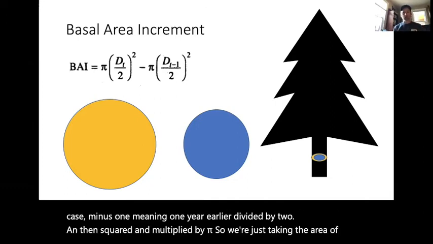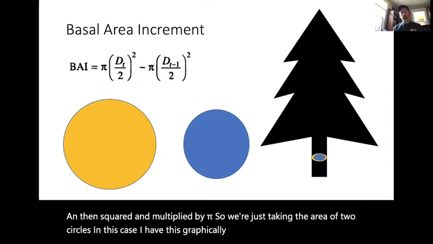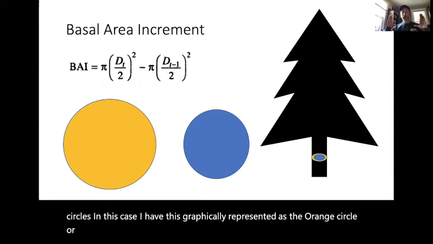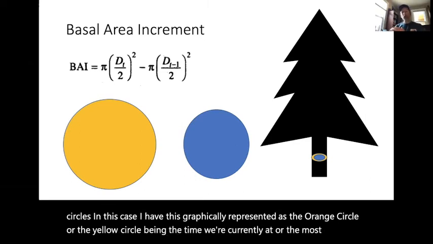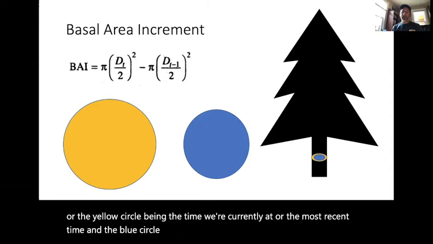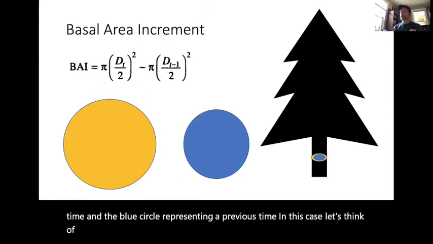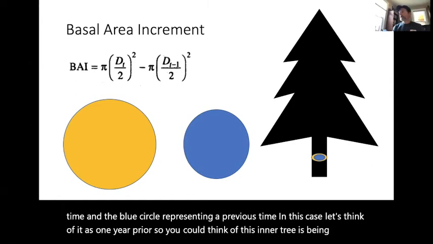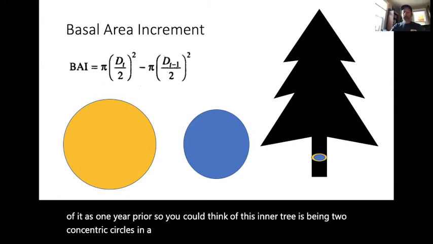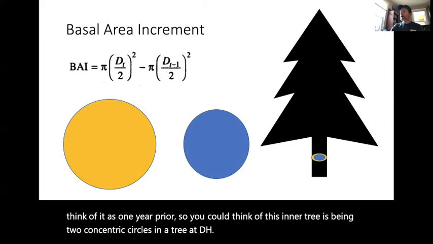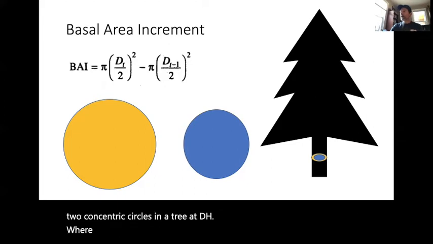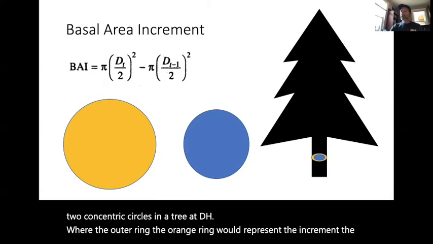In this case, I have this graphically represented as the orange circle, or the yellow circle being the time we're currently at, or the most recent time, and the blue circle representing a previous time. In this case, let's think of it as 1 year prior. So you could think of this in a tree as being two concentric circles in a tree at DBH, where the outer ring, the orange ring, would represent the increment, the increase in area through time.